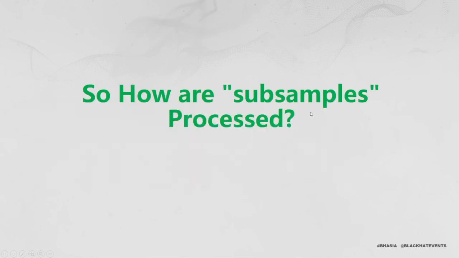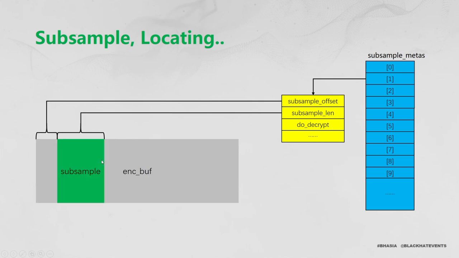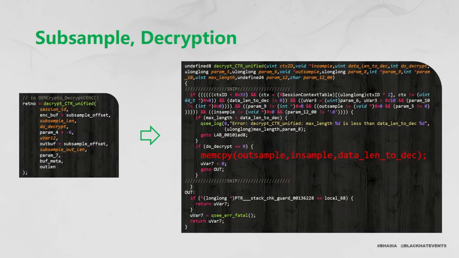So what are the subsamples and how are they processed? Okay, we got this metas, and each element of it contains offset and length information. We can locate them in the in buffer as well as the dec buffer. Both of them will contain many subsamples, and the next one and the next one. Okay, we have located this so-called subsample. So how are they processed?